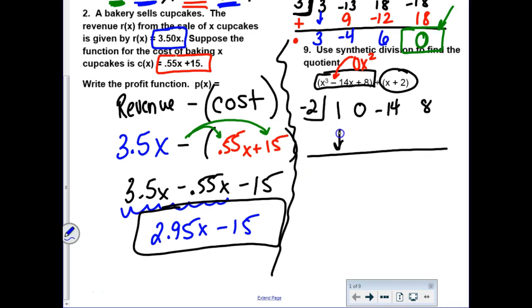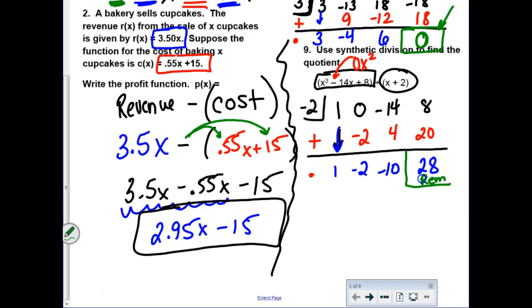Alright, so same as the last question, you bring down this 1 to get this started, and then if you're below the line, you multiply, and if you're above the line, you're adding them up. So 1 times negative 2 is negative 2. And then add this column up and you get negative 2. Negative 2 times negative 2 is 4. Add these up and you get negative 10. And then negative 10 times negative 2 is a positive 20. And we add those up and we get 28. So again, this last number here, this is your remainder.